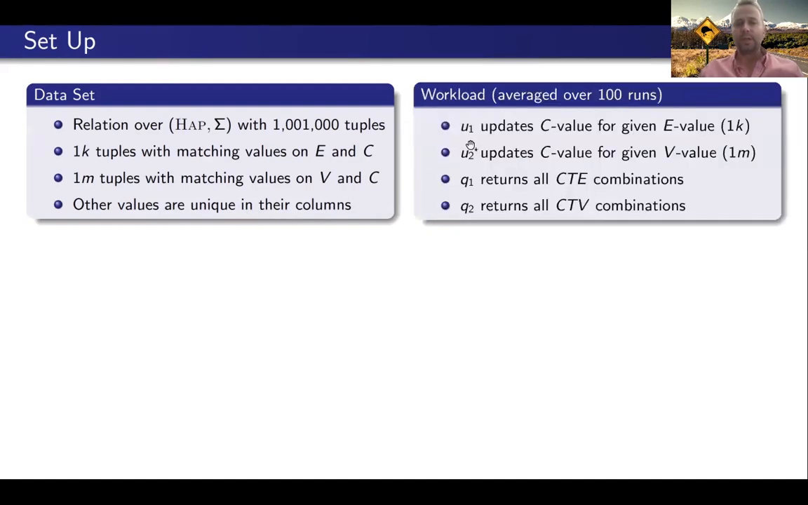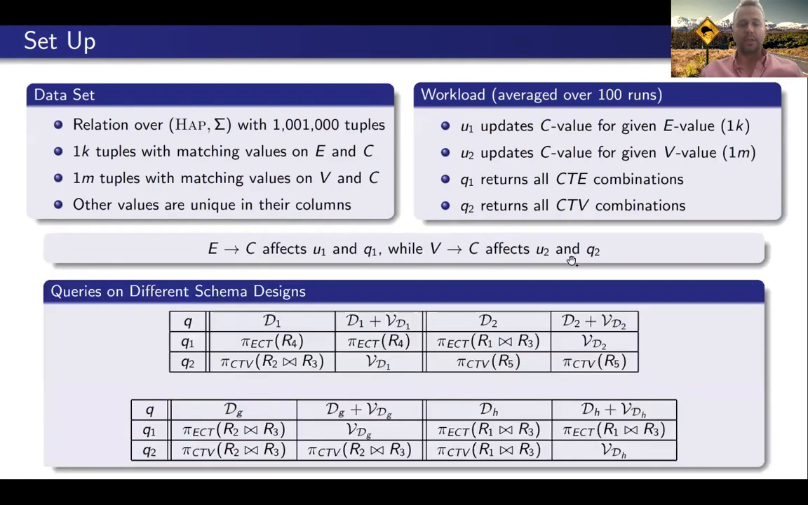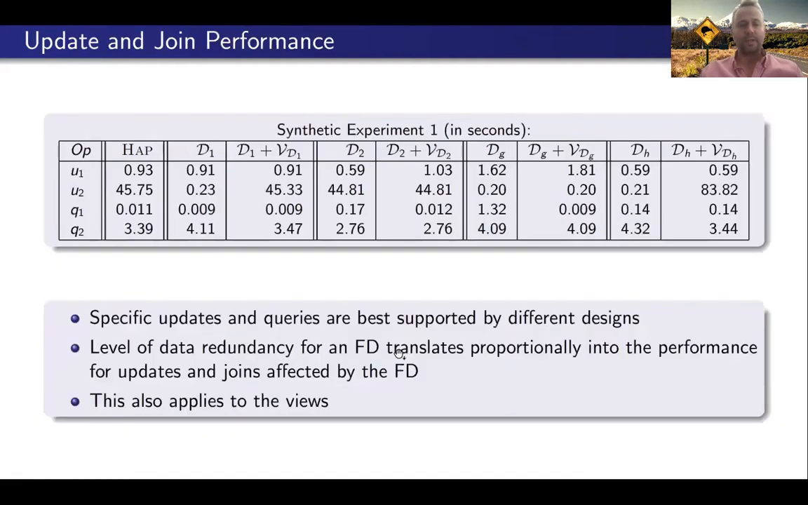As a workload, we averaged the performance over 100 different runs of updates and queries. And these are updates and queries that were affected by the functional dependencies that were present. So particularly EC affects, of course, U1 and Q1, and VC affects U2 and Q2. These are the implementations of these two queries on the different designs, and even the materialized views on the designs if they were part of the investigation.